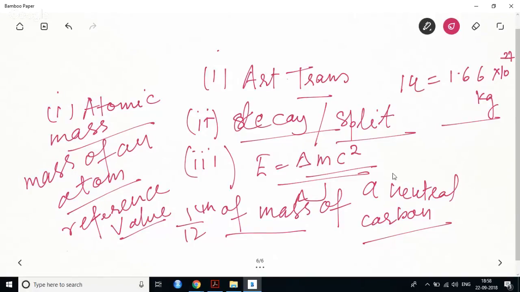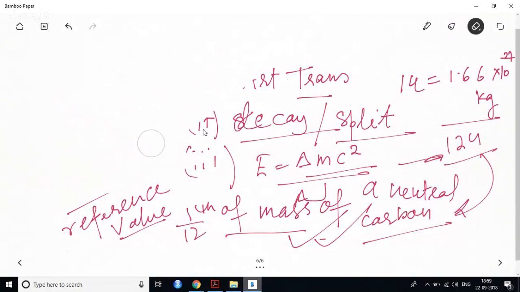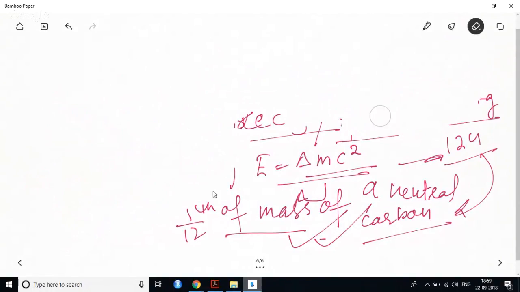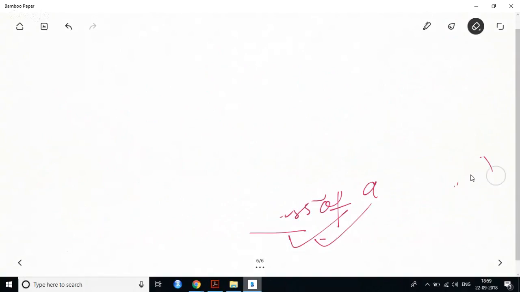So mass of a carbon atom would be how much? 12U, because I'm taking 1/12 of the mass of a neutral carbon. Now there is another concept, which is mass defect. What is mass defect? Let me explain. Let's take a helium atom. In a helium atom, there are two protons.